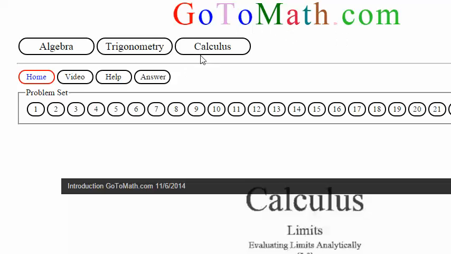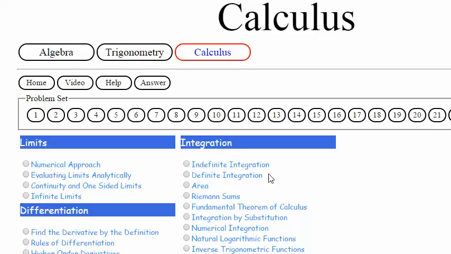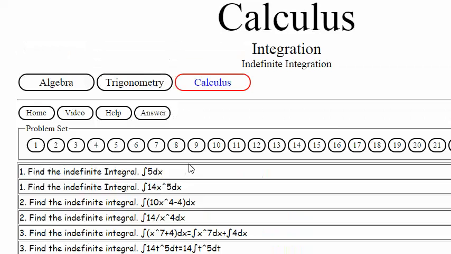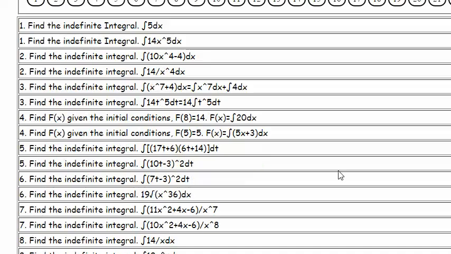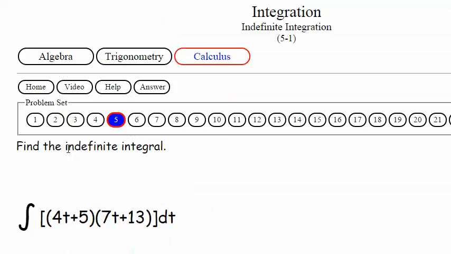Well, we're over here at gotomath.com. Let's click on the calculus button, go to indefinite integration, and we are at number 5. We're down here at 5. You could also scroll down if you want. Click that one there. And what is all that?